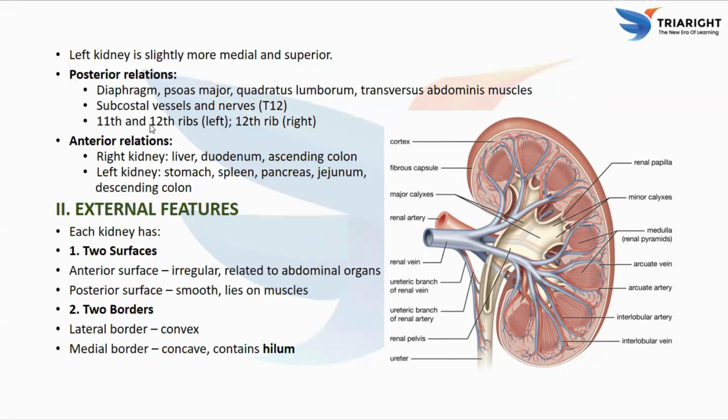And the 11th and 12th ribs are present behind the left kidney, and the 12th rib behind the right kidney. This is why the left kidney is slightly more protected, because of the 11th and 12th ribs. So these are the posterior relations.